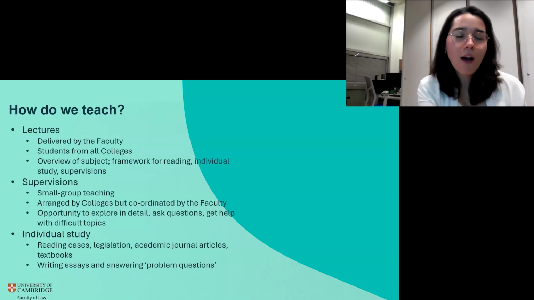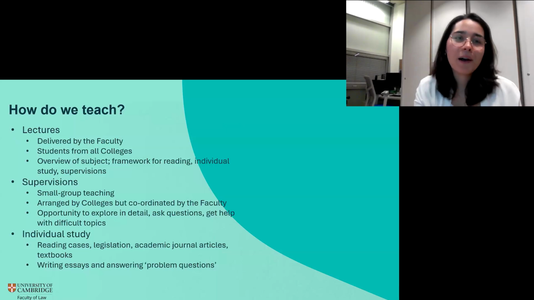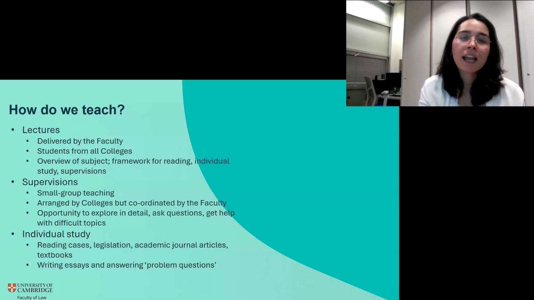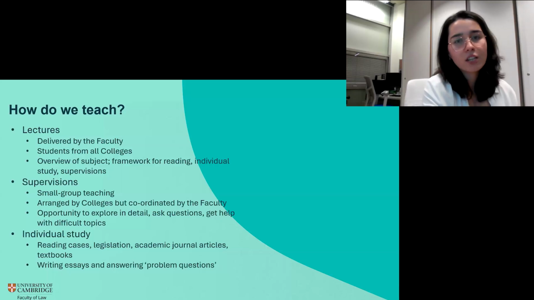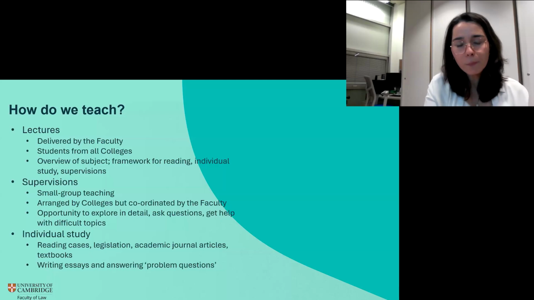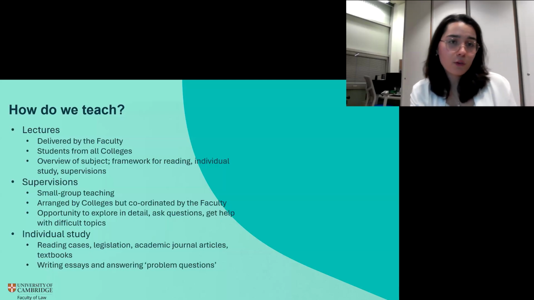And last slide, how do we actually teach? We have your standard lectures that any university would have. Those are delivered by the faculty for students of all the colleges, and they give you a good overview of the subject. They give you a good framework for doing your reading in the subject, and they can also guide you for your individual study as well. You do those in the Faculty of Law.